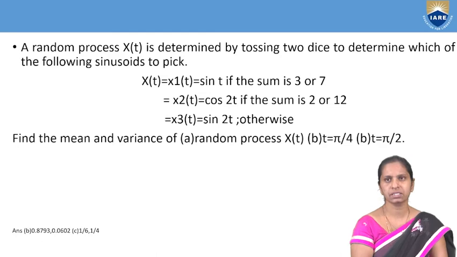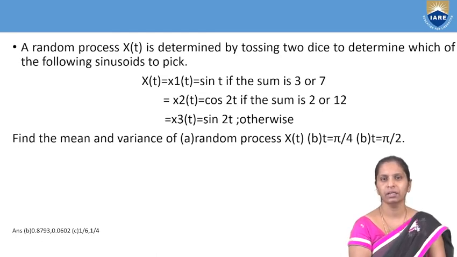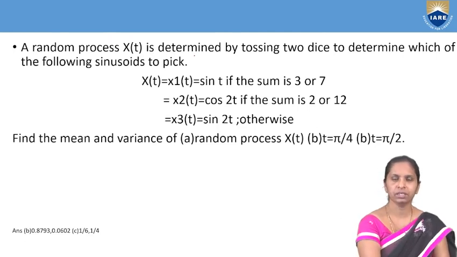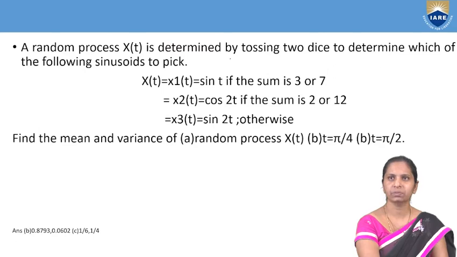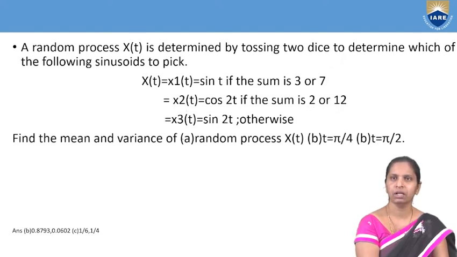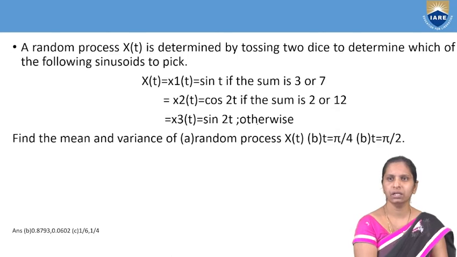Now, all these things I will explain with an example of how to calculate the mean and variance of a random process at a particular instant. Here is a question: a random process X(t) is determined by tossing two dice to determine which of the following sinusoids to pick up. X(t) equals x1(t), which is sin t, if the sum is 3 or 7; x2(t) equals cos 2t if the sum is 2 or 12; and x3(t) equals sin 2t otherwise.